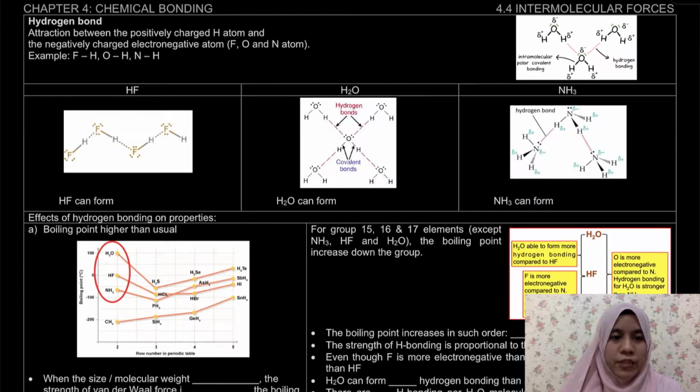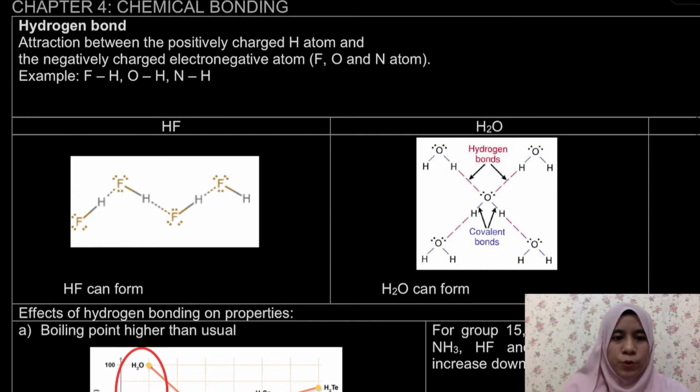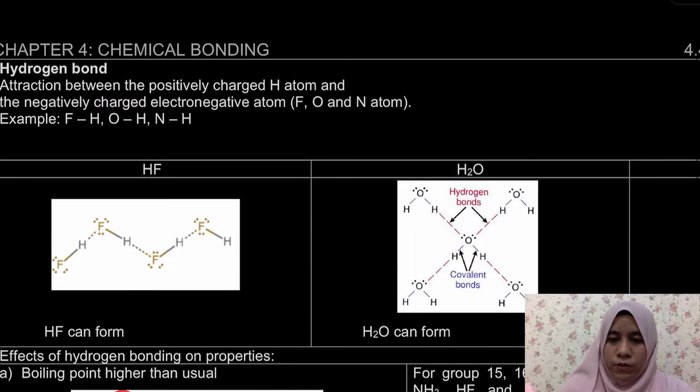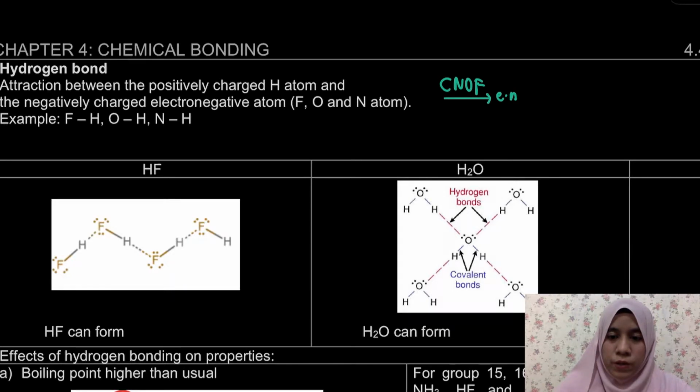So what is actually a hydrogen bond? Hydrogen bond is actually a type of permanent dipole force also, but hydrogen bond is special. It's actually attraction between the positively charged H atom and the negatively charged electronegative atom, FON. Because remember, this is actually increasing electronegativity. So our nitrogen, oxygen and fluorine is highly electronegative. Easy to remember, it sounds like phone.